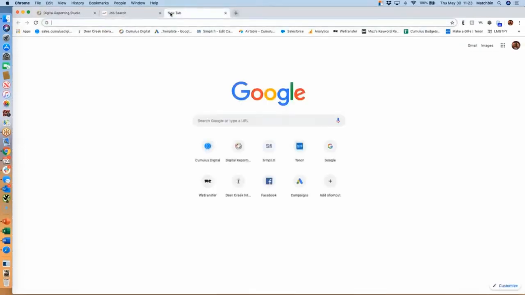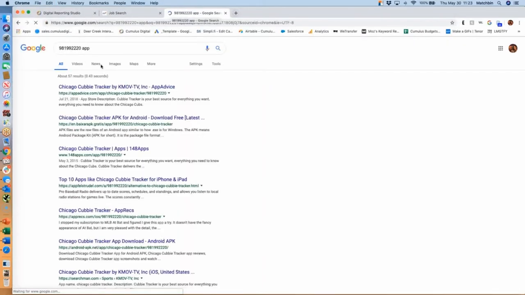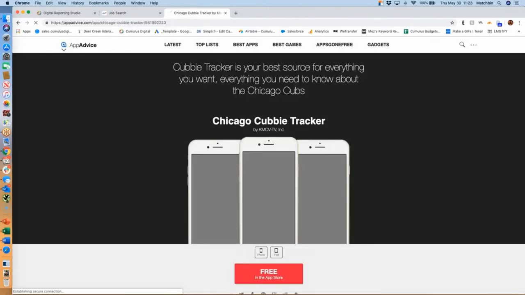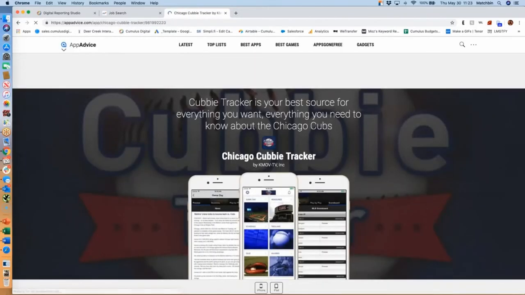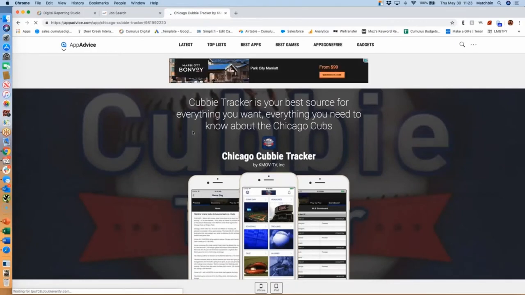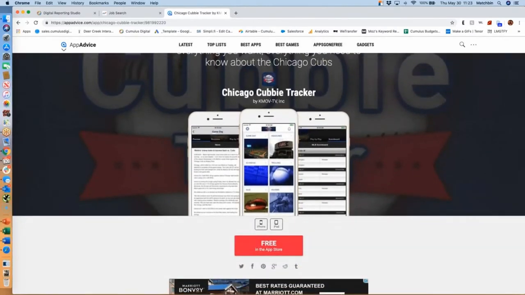I'm going to open up a new browser and paste that. And I'm going to type the word app after it. And this is going to show me the app that your ad was shown on, because whoever we're targeting went to this app. So it looks like Cubby Tracker is your best source for everything you want to know about the Chicago Cubs. There you go. So this is the Chicago Cubby Tracker.